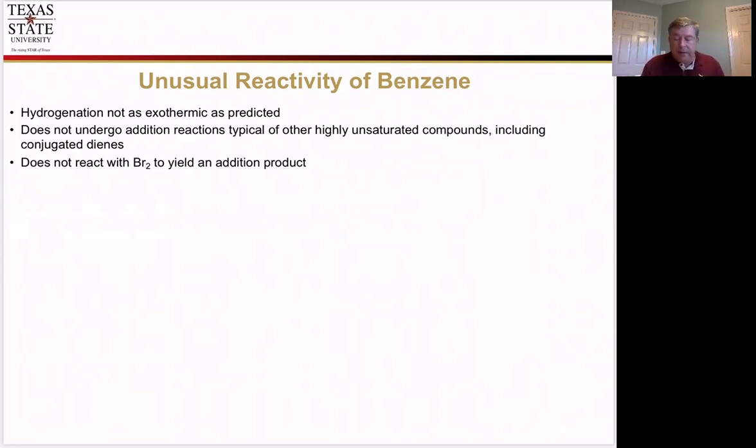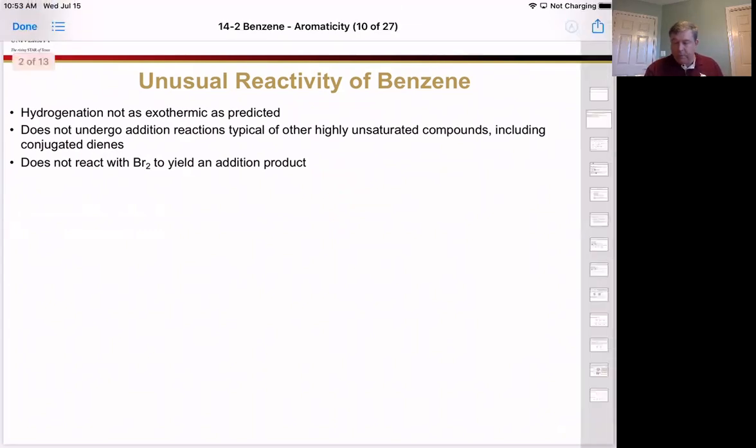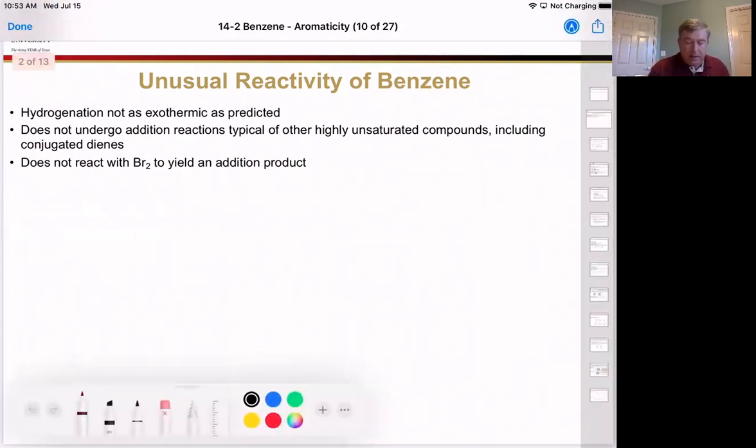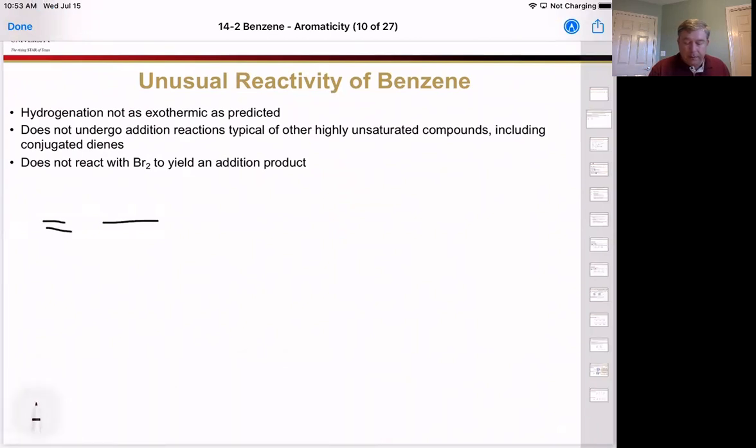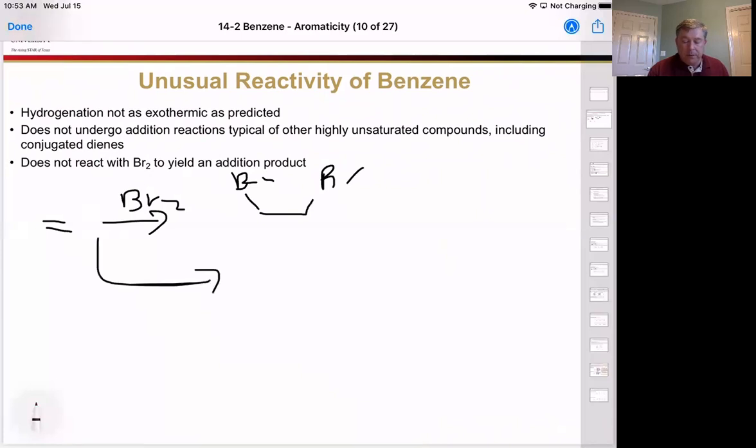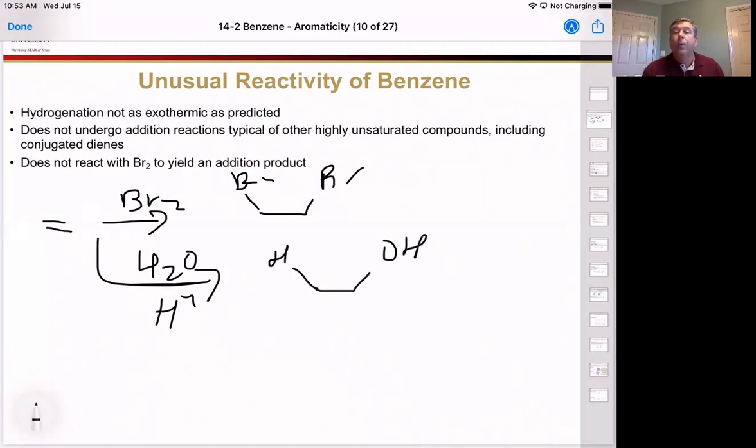So when you start looking at it and you think about having a double bond, you would expect it to react with bromine to get an addition product. But if we react benzene under those same conditions, we don't get a reaction. If we have this double bond and we wanted to take it with water and an acid catalyst, we would, of course, add that across there and get an addition product. We don't see that. In benzene, there's no reaction.